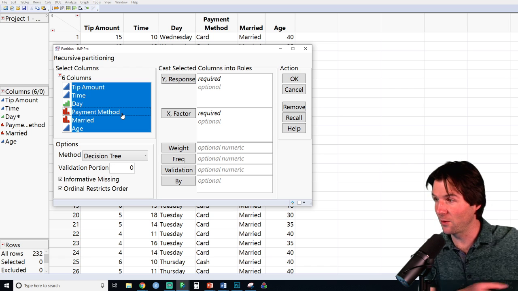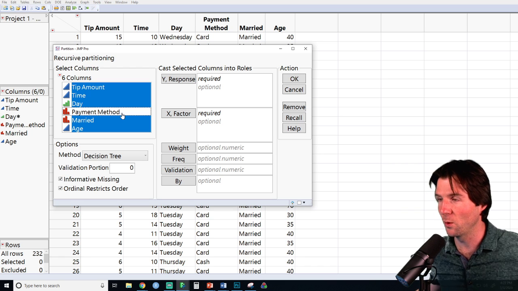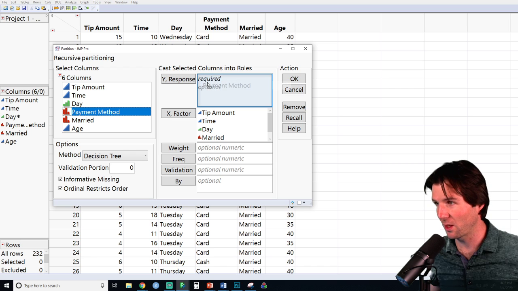So I'm holding with my hand right now. You can't see off screen. And then I click on it one time. That deselects it. I'm going to go over here and click X. And then I'm going to go here to Payment Method. I'm going to put Payment Method over here.